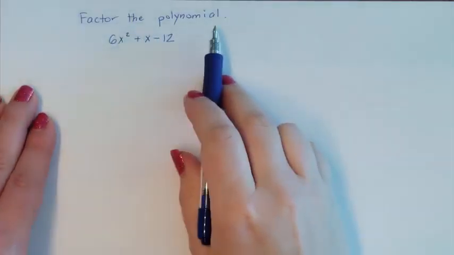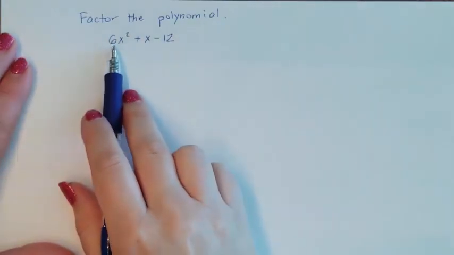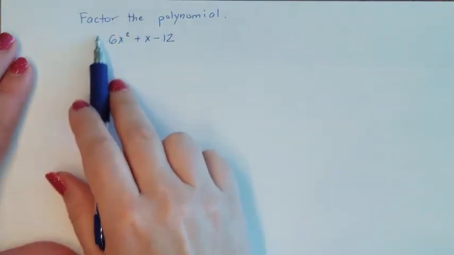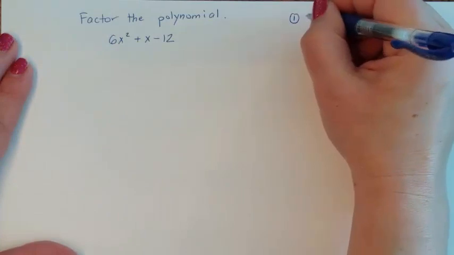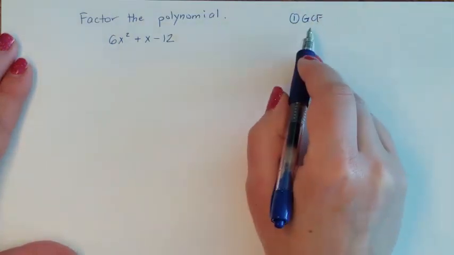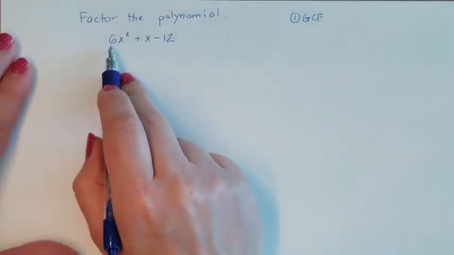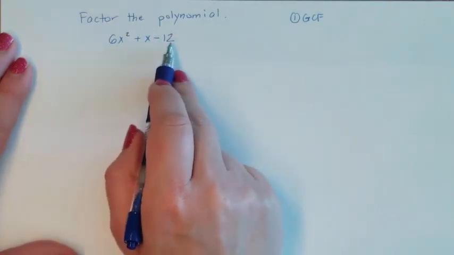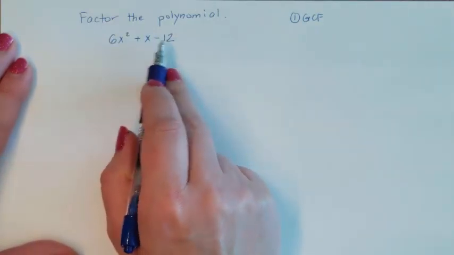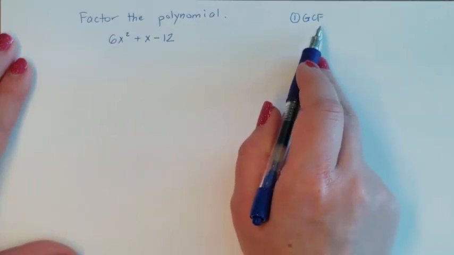So we're being asked to factor the polynomial. I see that I have 3 terms, and a is not 1. So the very first thing that you have to do, if a is not 1, you have to find a GCF. Is there any number that divides 6, 1, and negative 12? There is no number that will divide all of those evenly. So I have no number GCF.